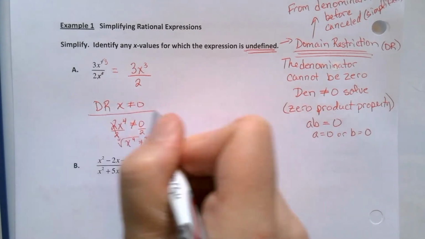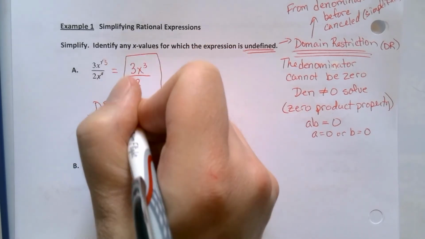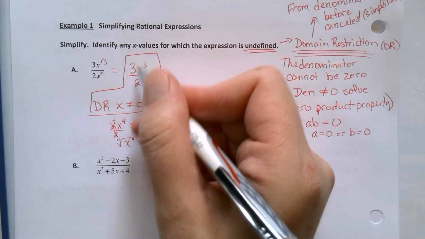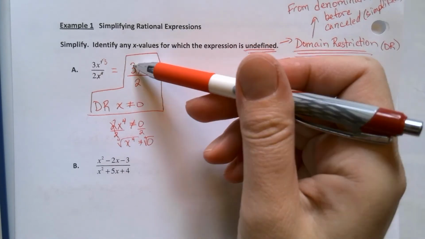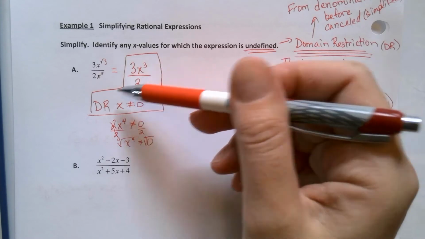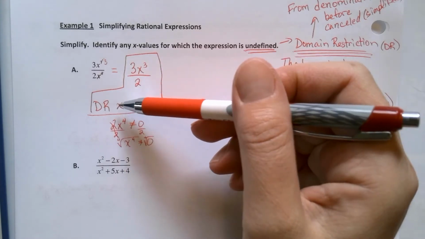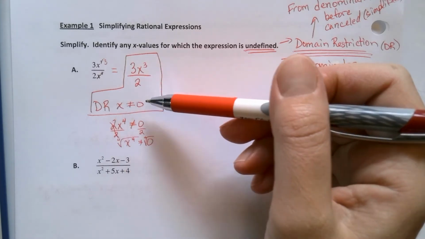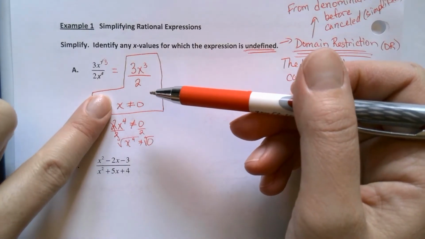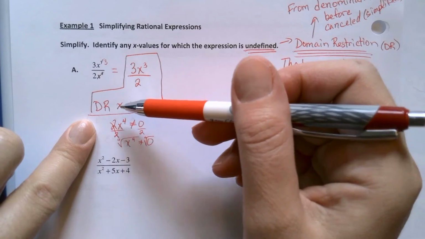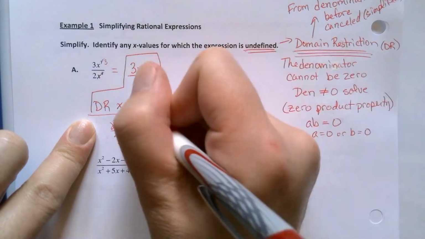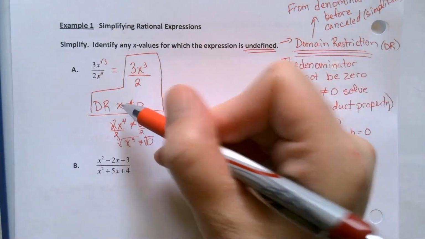And my domain restriction is just as much a part of my answer as this 3x to the third over 2. So this is my reduced, cleaned up answer. My domain restriction is that x cannot equal 0. Okay, so maybe you don't have to write the DR for some teachers, but I'm looking for you to state, here's my domain restriction, and it's x cannot equal. That's what we want, cannot equal. But you do need to define the variable.